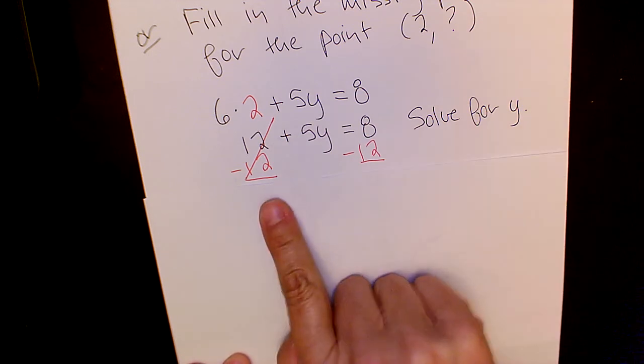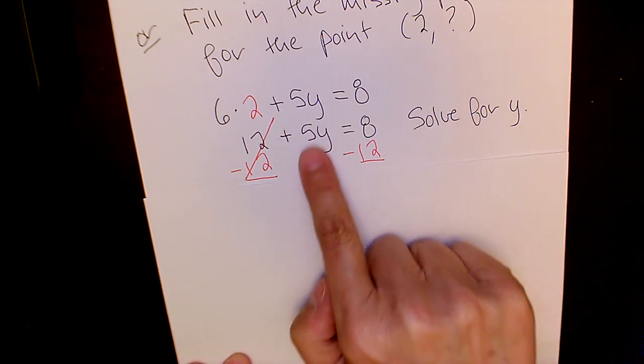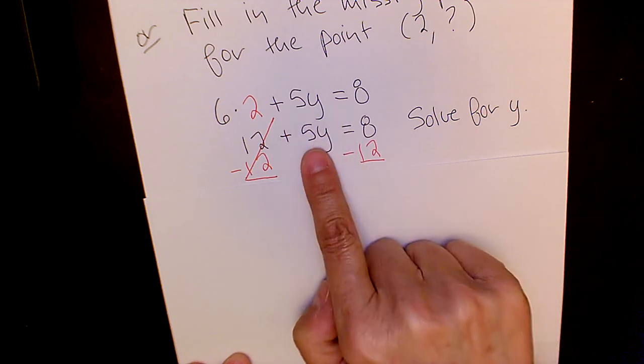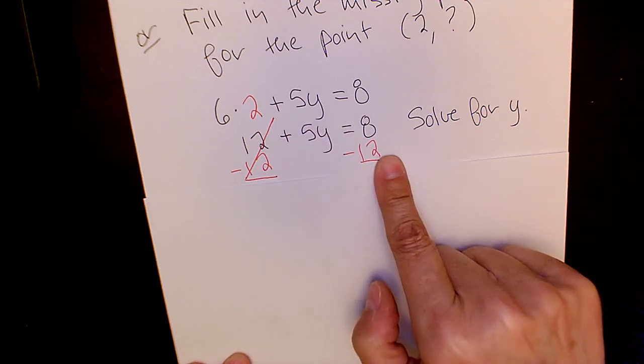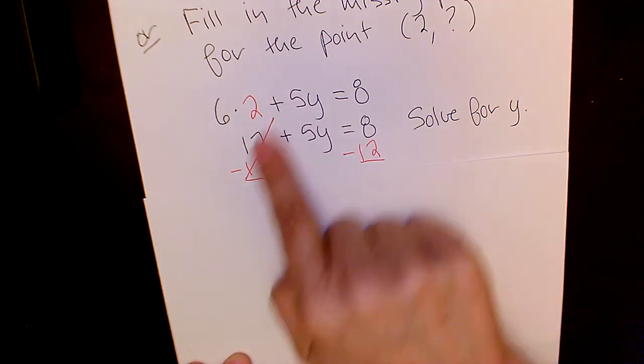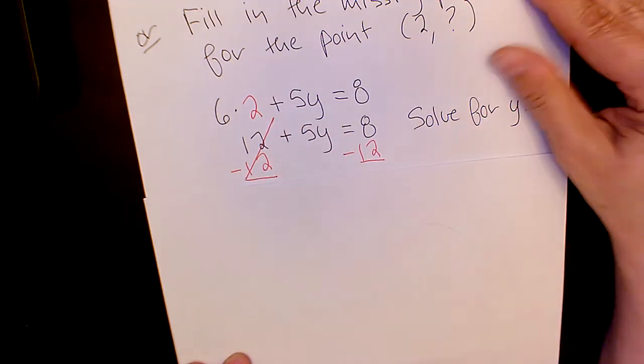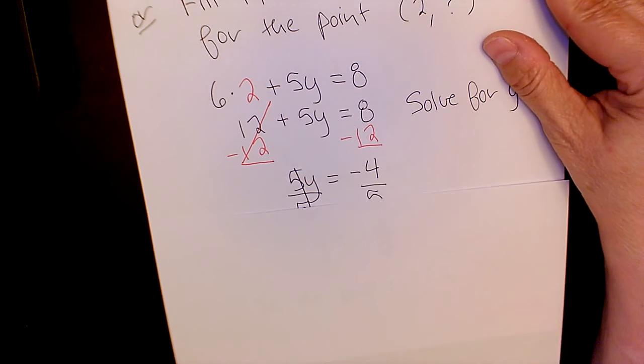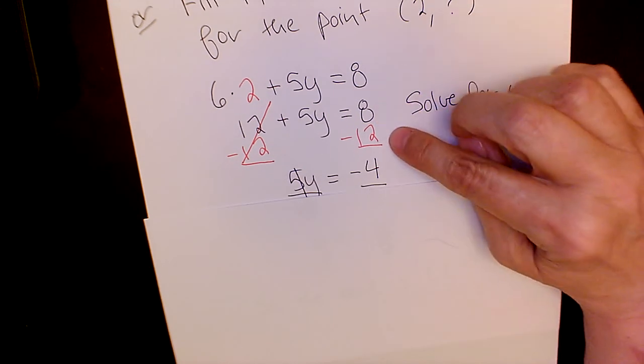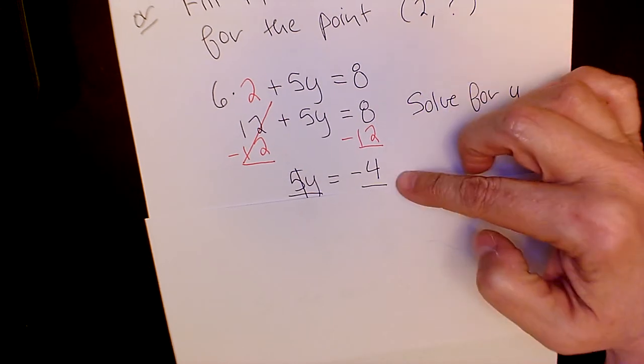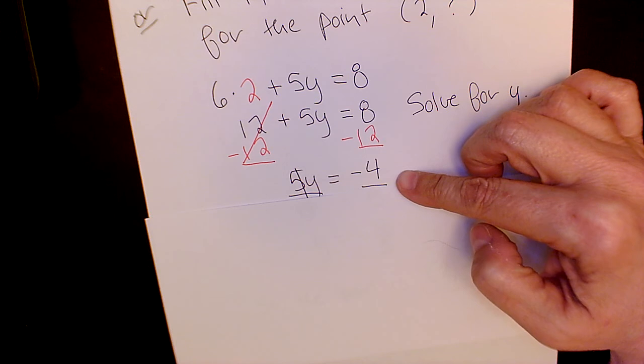Why am I subtracting 12? Because the y's are alone on this side, and I need y's on one side and numbers on the other. So I take away 12, these drop out. 5y equals, what's 8 minus 12? -4.